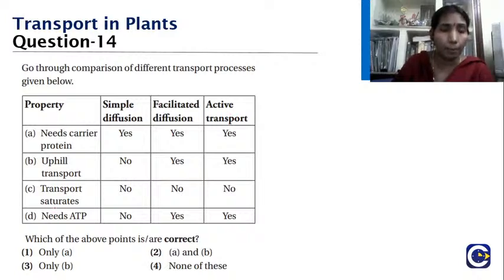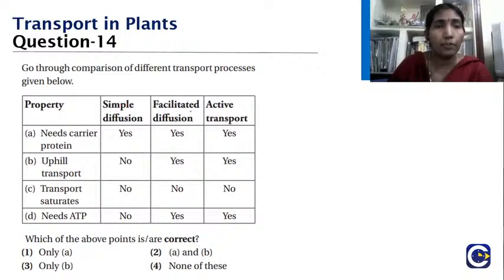Here they have given some properties and the options like yes or no. So we have to see which is the right one. Simple diffusion, facilitated and active transport: needs carrier protein? Everywhere it is yes, yes, yes. Uphill transport? No, yes, yes. Transport saturates? No. Needs ATP? No, no, yes. Now first we will start deriving it.